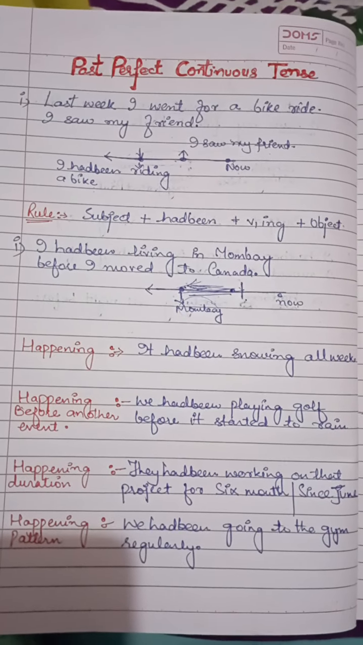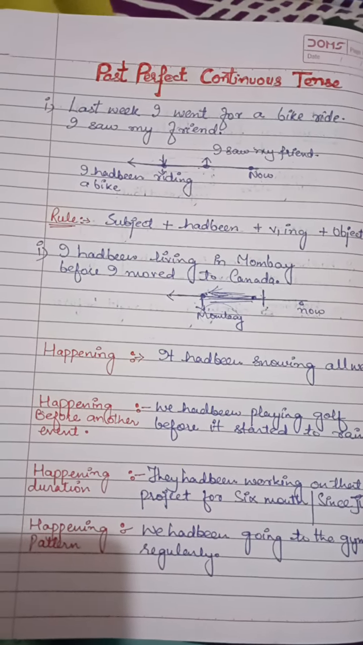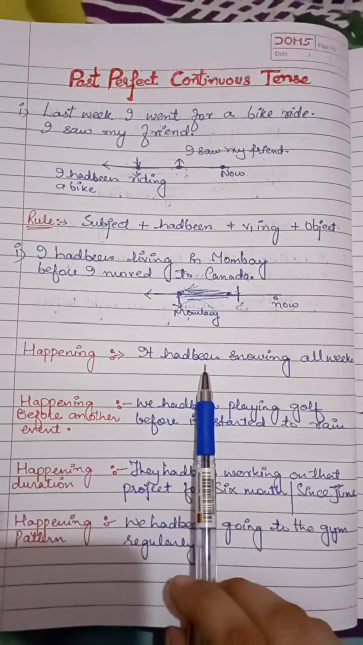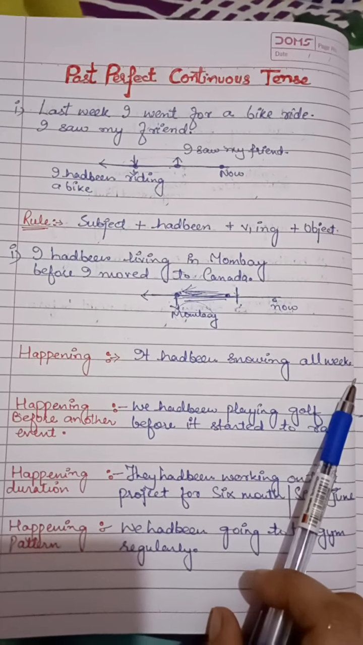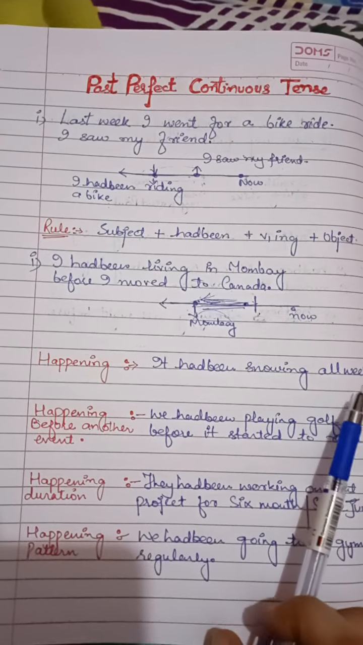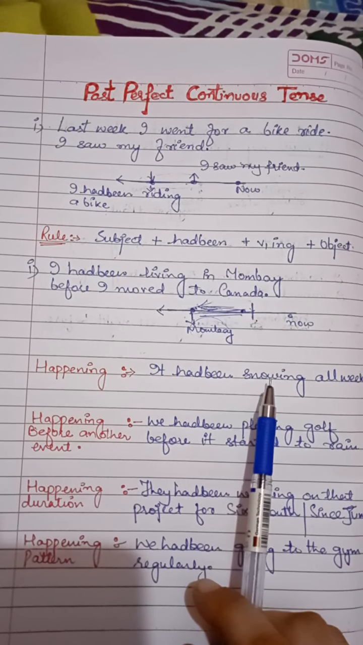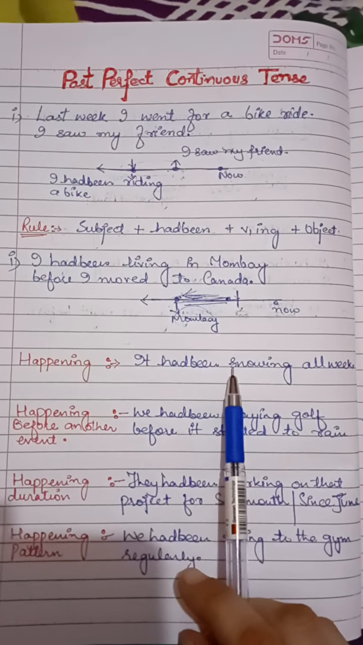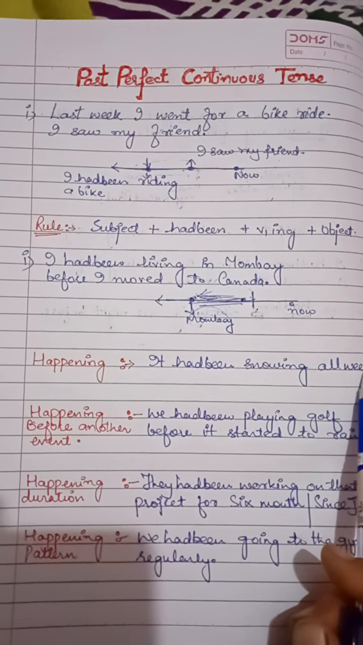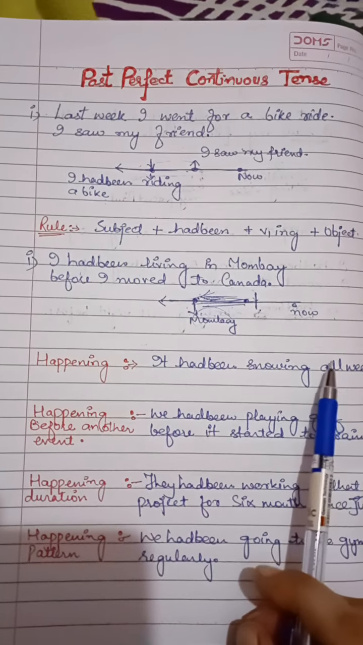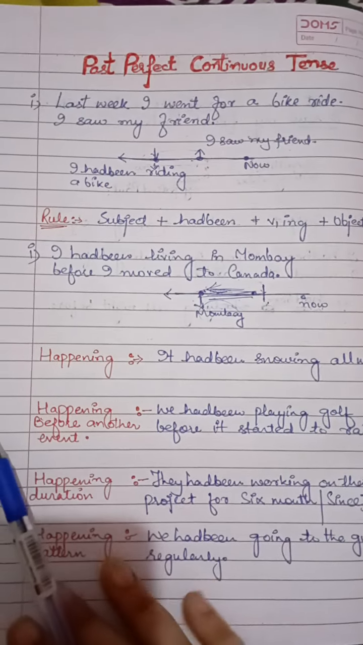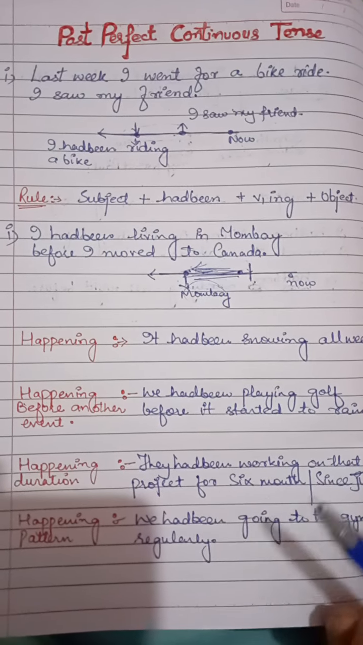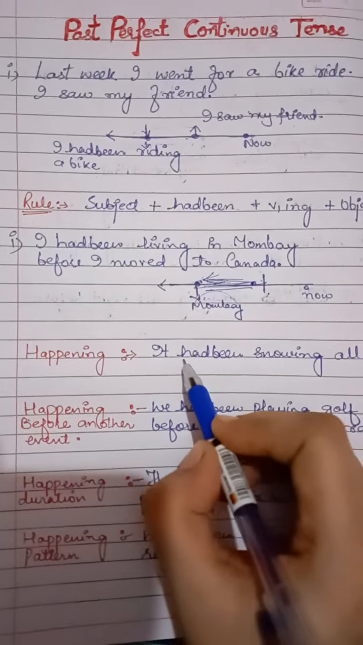Now let's know when we can use past perfect continuous tense. Happening: It had been snowing all week. So we can use it to talk about a past activity that had been happening. It had been snowing all week. We are just saying that this activity that started in the past continued in the past. And which part is the past perfect continuous? Had been snowing.